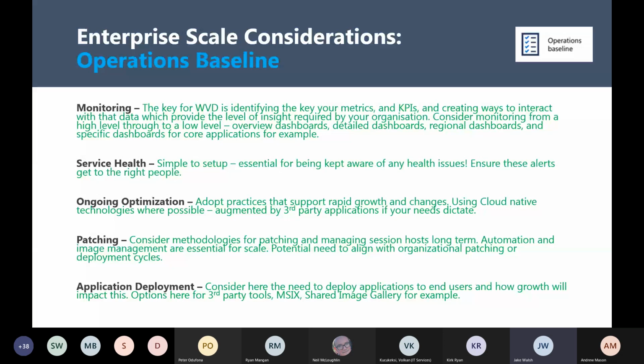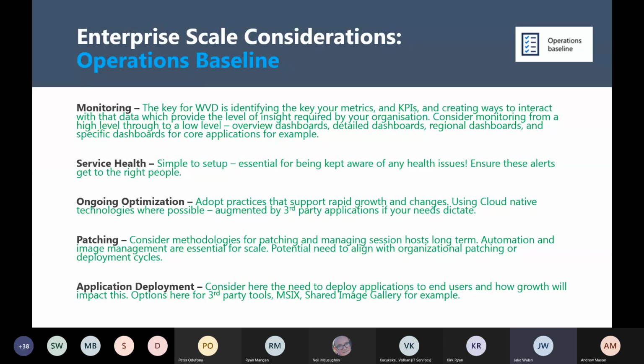Service health is another really easy one for an operations baseline. Interesting, the number of environments I see where this isn't set up. It's very, very simple, very straightforward, but you get an email when there's a health issue with a service that you've selected. So it's quite important to get that set up. If there's some sort of outage, it's better to be told about it rather than looking around trying to find out what's going on. If you know there's something wrong, it becomes much easier to deal with rather than trying to find the cause or do some root cause analysis of a problem.